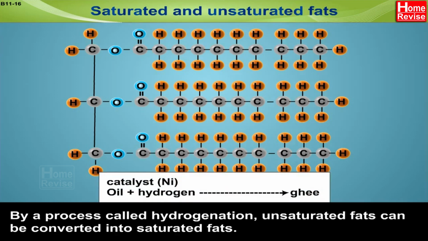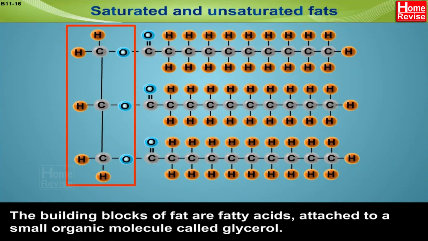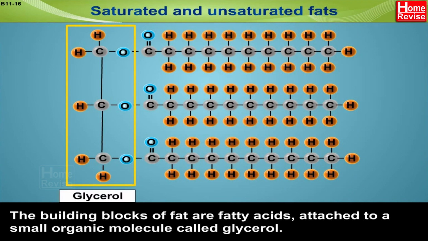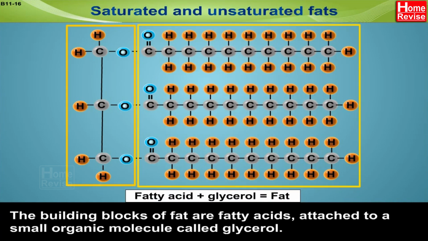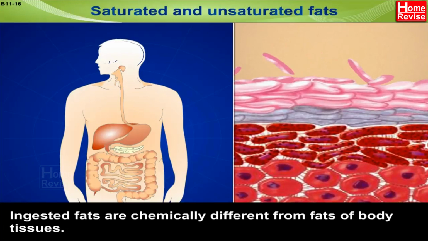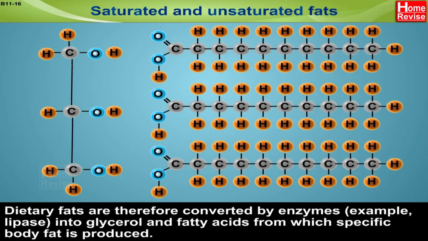Oil plus hydrogen in the presence of catalyst nickel gives ghee. The building blocks of fat are fatty acids attached to a small organic molecule called glycerol. Fatty acid plus glycerol gives fat. Ingested fats are chemically different from fats of body tissues. Dietary fats are therefore converted by enzymes, for example lipase, into glycerol and fatty acids, from which specific body fat is produced.